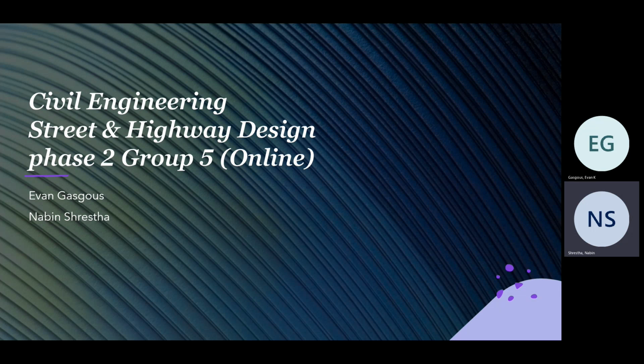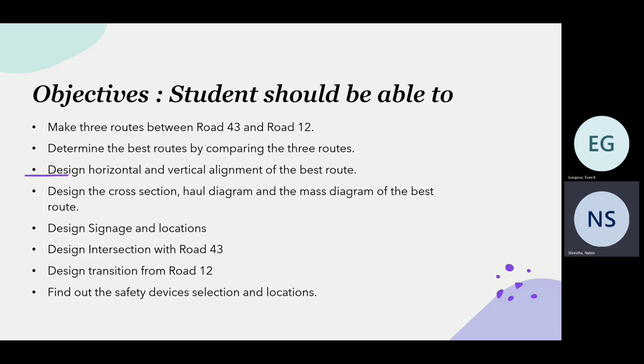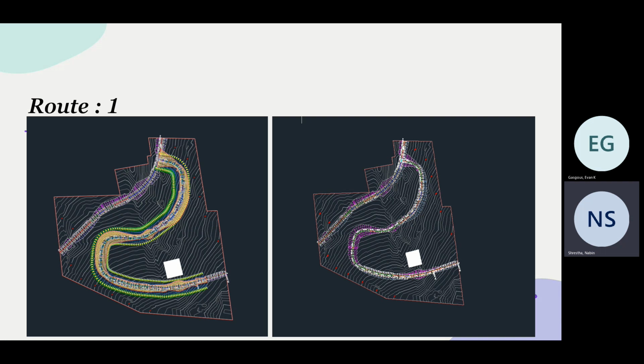He's Ivan. So we are going to do the phase 2 project for Street Highway and Design. And these are our objectives, as you can see on the screen.